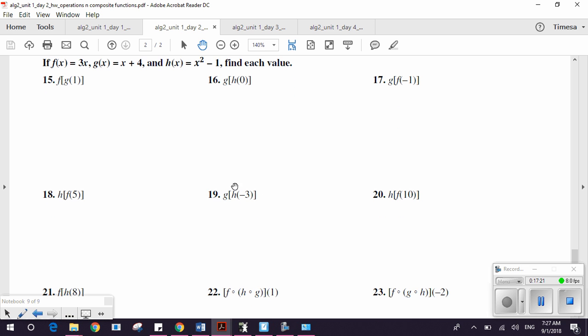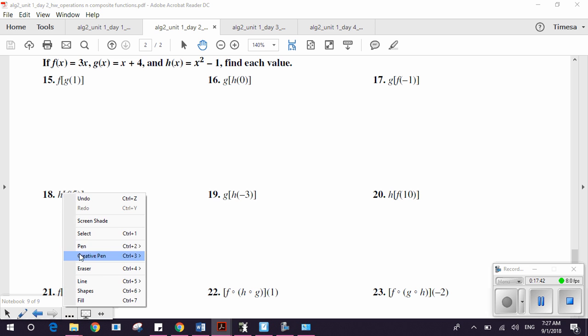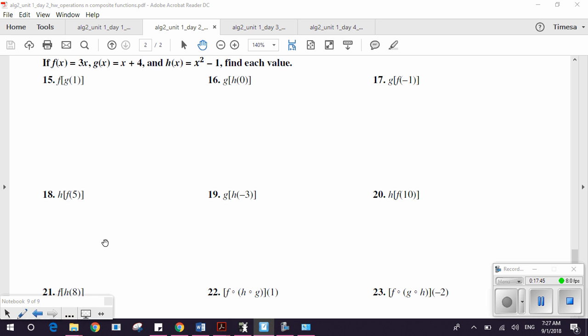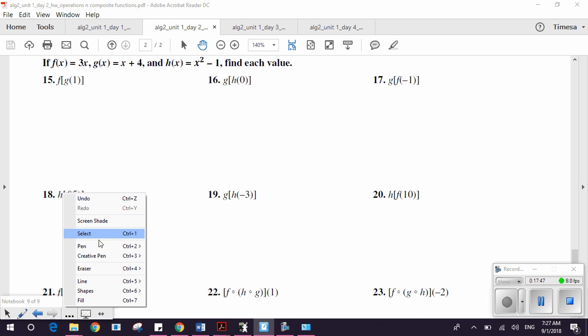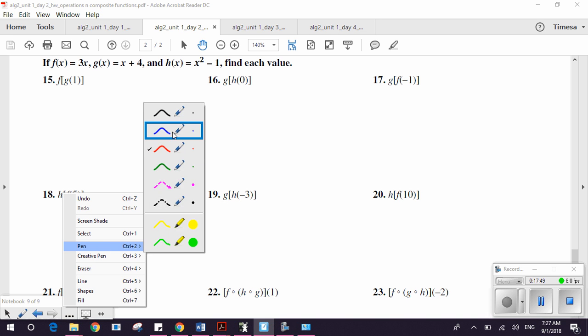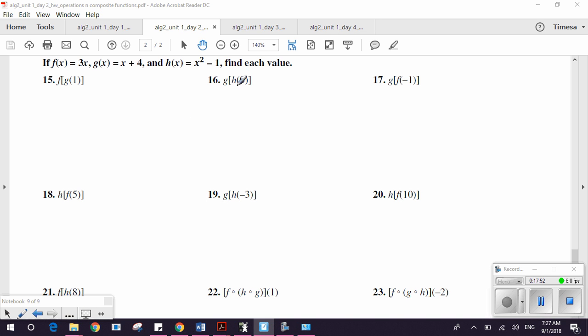For 15 through 23, you're using these three functions at the top: f of x equals 3x, g of x equals x plus 4, and h of x equals x squared minus 1. To find the given value, you work from the inner core outwards. So kind of like your order of operations, you start in your innermost parentheses first. So I see h of 0 in the middle, in this core.